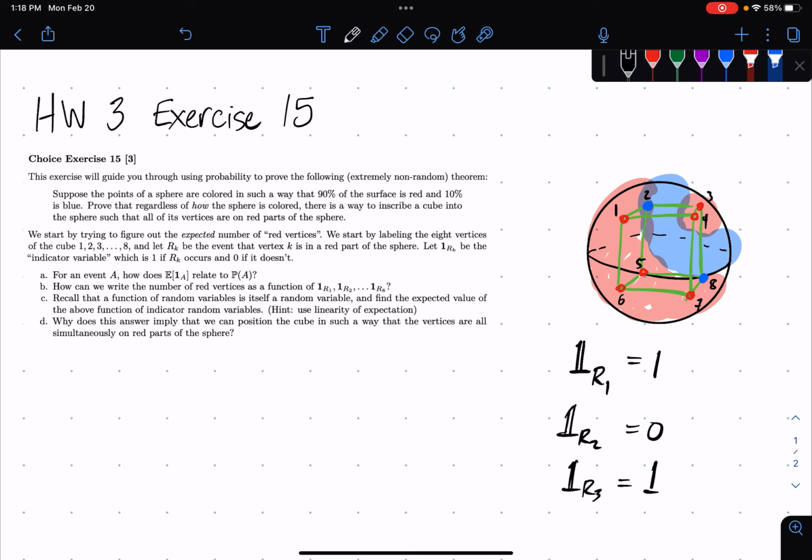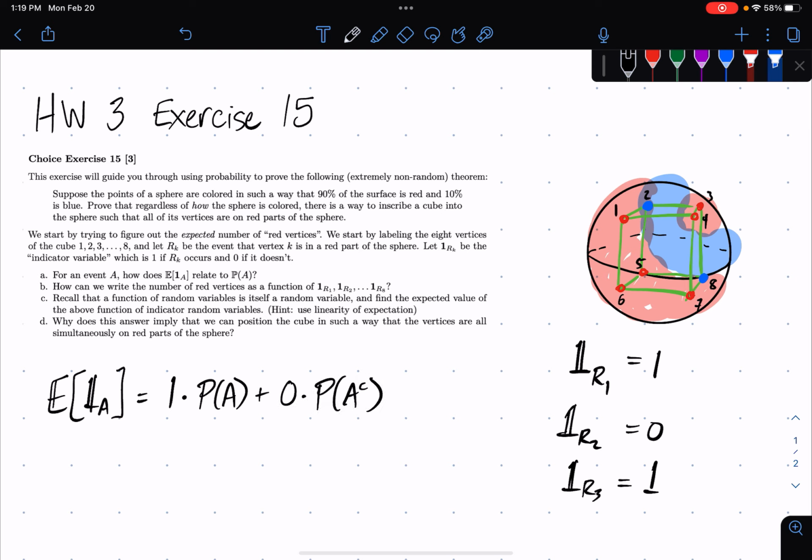Okay, so for an event A, how does the expected value relate to the probability? Well, what are we going to have? Our expected value for some generic event, A, is going to be 1 if A occurs, which happens with probability of A, plus 0 if A does not occur. Okay. And then we can just cross that out. That's 0. And so how does the expected value compare? The expected value of an indicator is just the probability of the event.